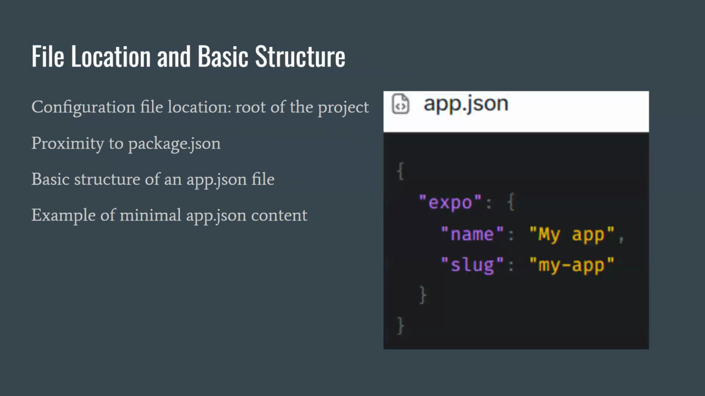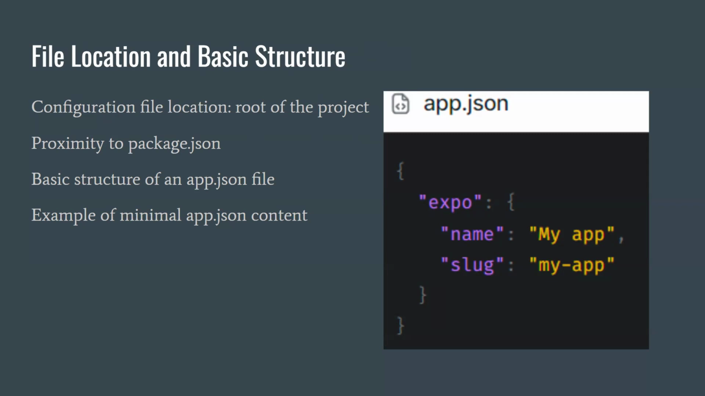File location and basic structure. So in any Expo project, the configuration file holds the key to customizing the application's behavior. And this file sits at the root of your project next to the package.json file. The reason why it is sitting right next to the package.json file is that this configuration is easily accessible and central to the project structure.